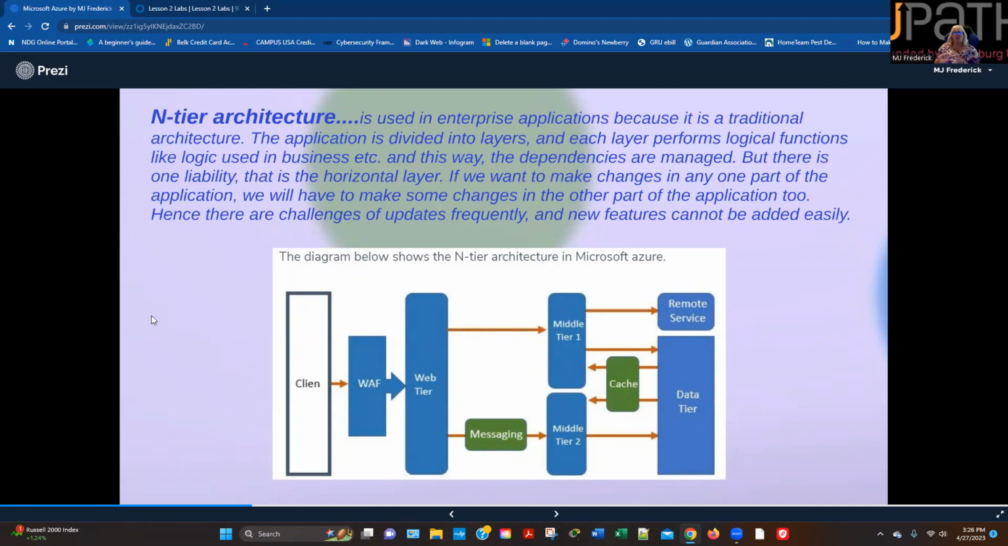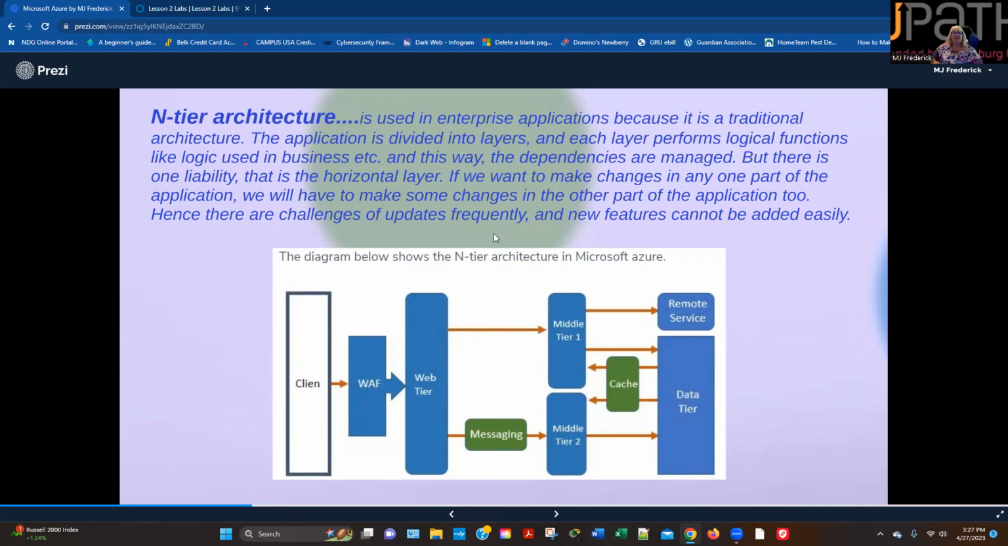Because it's very traditional, you'll see in the diagram here that it follows the traditional way we do things in a network. We have our client, we have our web tier, we have our messaging, middle tiers, and our cache. The cache stores the information so you don't have to keep running a new search or a new query all the time. And you have remote services, and then you have your data tier. That's the down and dirty.